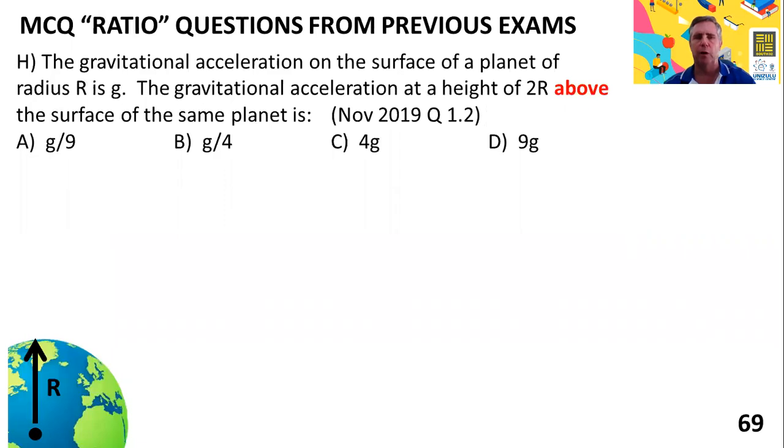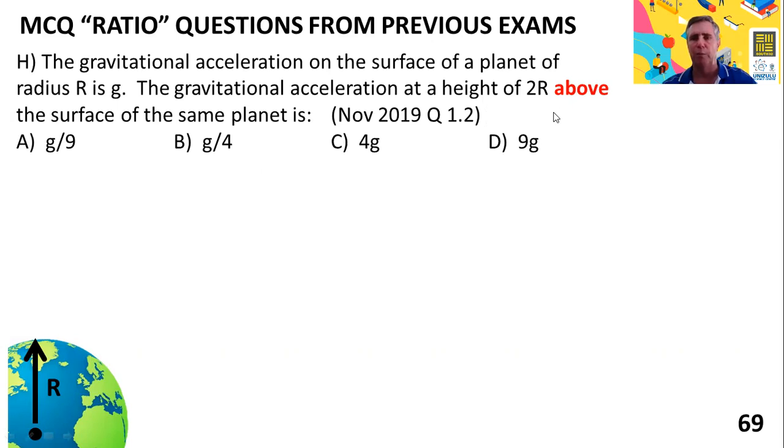So let's get on to the answers. Question H, which comes from November 2019. The gravitational acceleration on the surface of a planet of radius big R is g. What will the gravitational acceleration be at a height of 2r above the surface of the same planet? Now, I've put the word "above" in red, so you won't miss it.